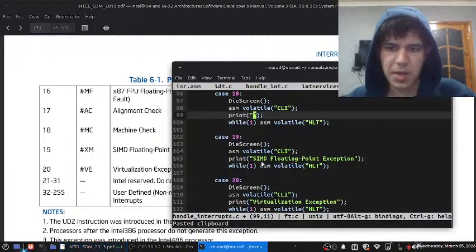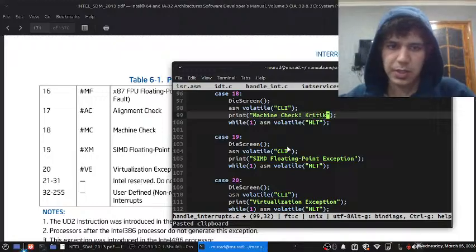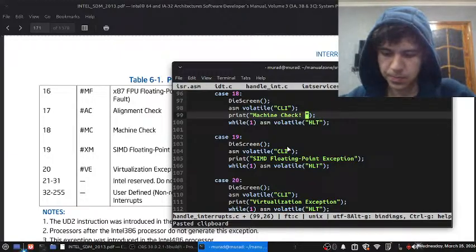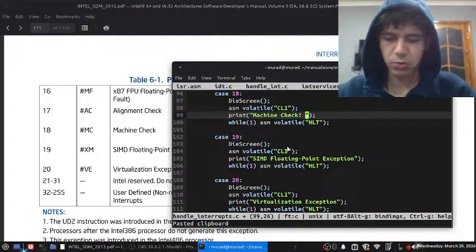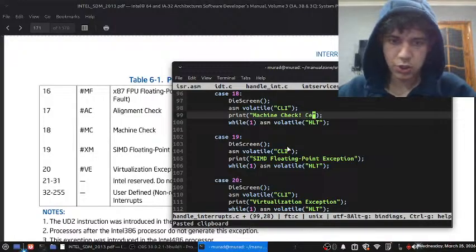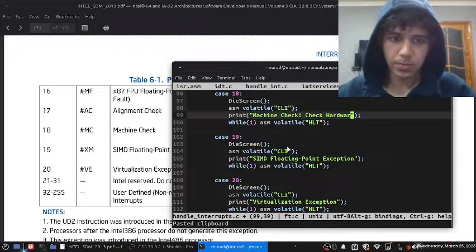Oh, the machine check exception is a critical exception, a hardware fault. Check your hardware.